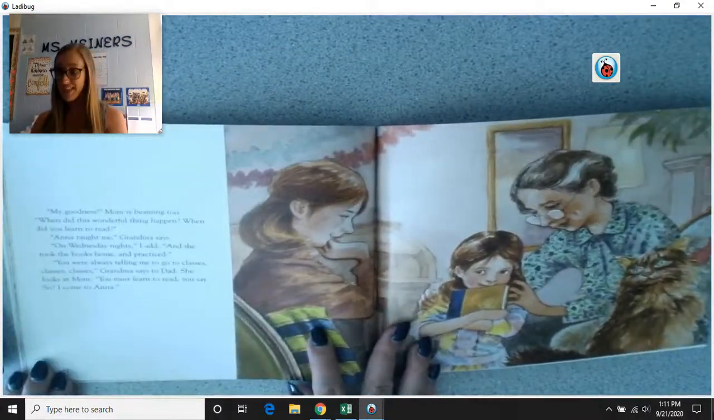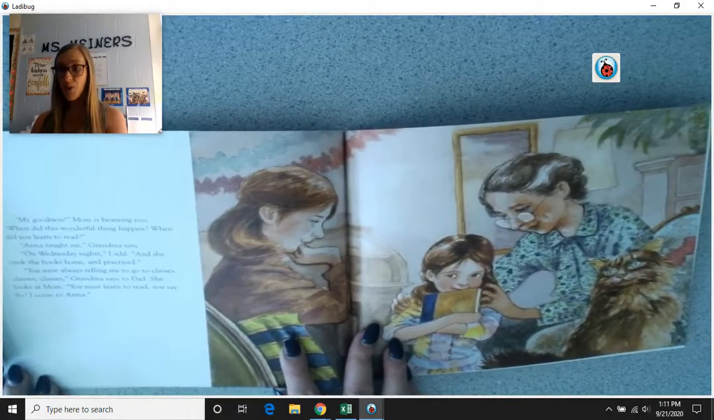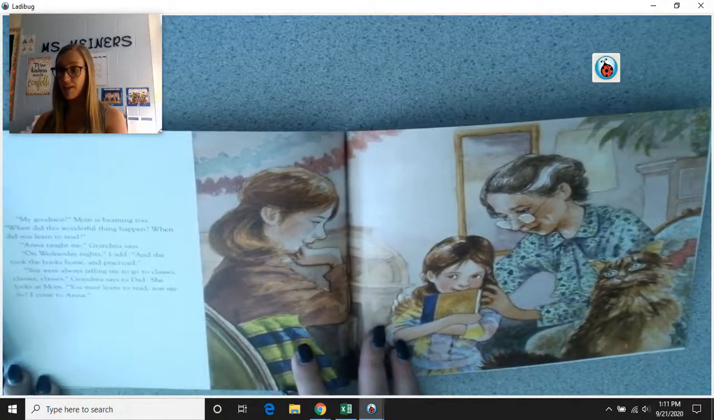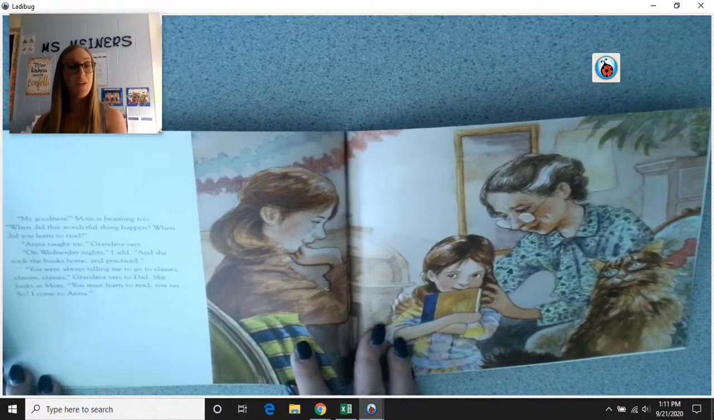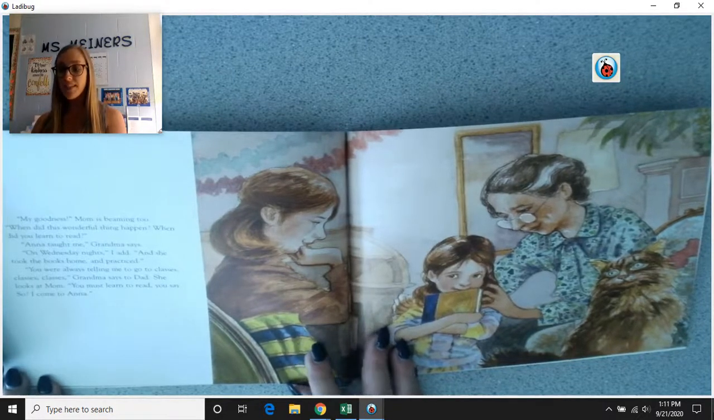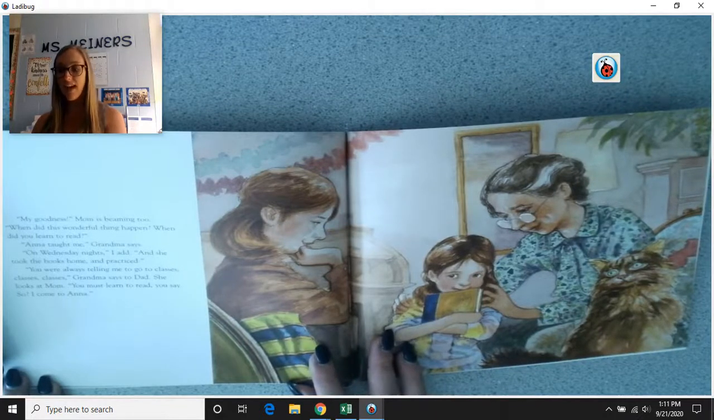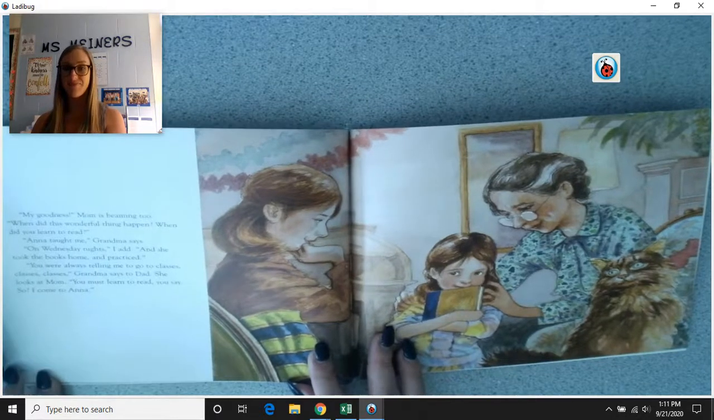My goodness, Mom is beaming too. When did this wonderful thing happen? When did you learn to read? Anna taught me, Grandma says. On Wednesday nights, I add. And she took the books home and practiced. You were always telling me to go to classes, Grandma says to Dad. She looks at Mom. You must learn to read, you say. So, I come to Anna.